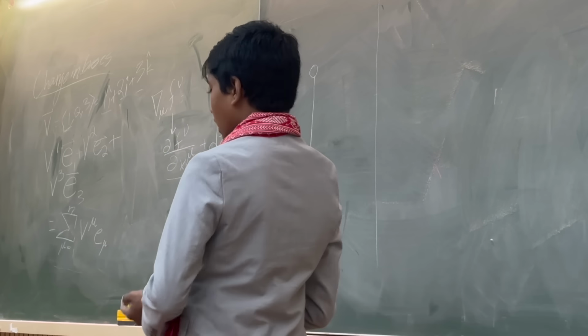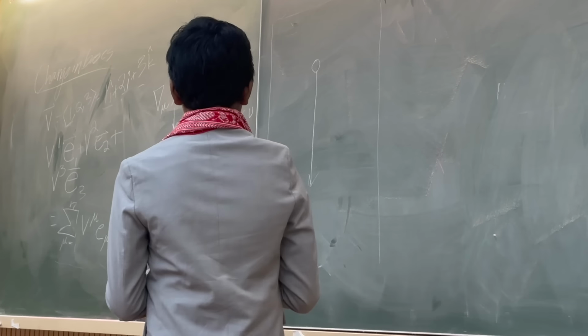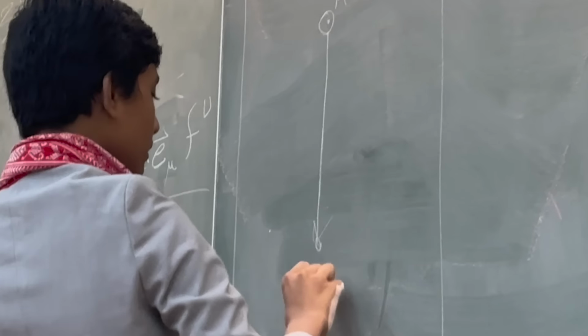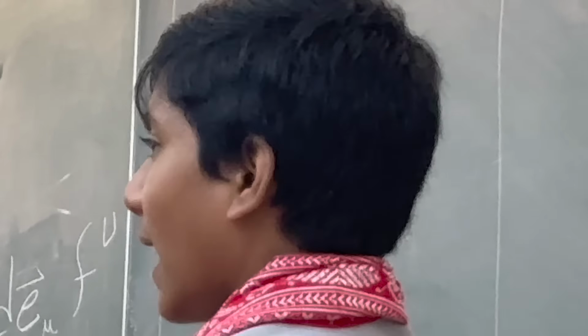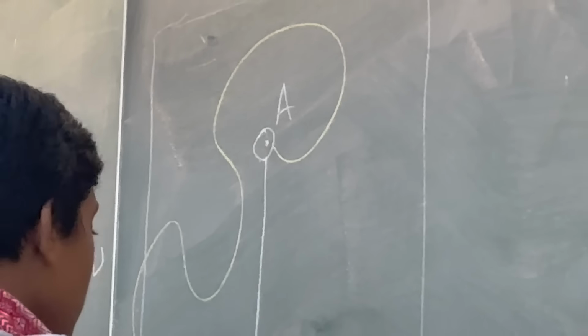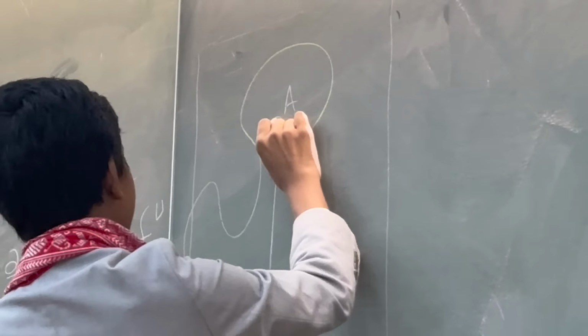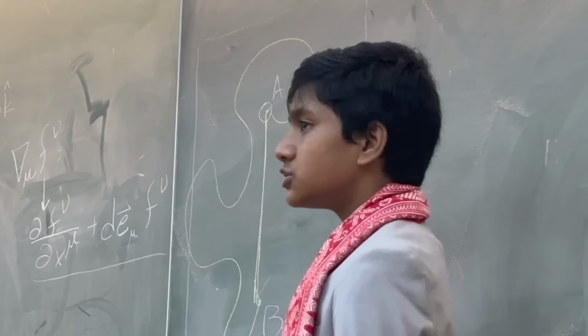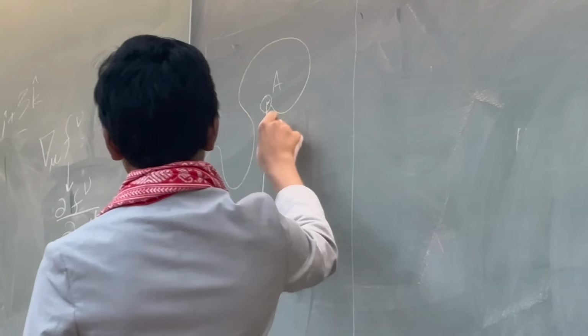In this space-time, it's going to fall from a point A to B. There's only a single path it can take. It's not going to go like this. It's going to go straight from A all the way down to B. That's the shortest path between 2 points.